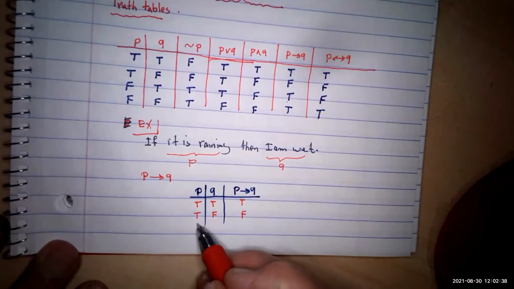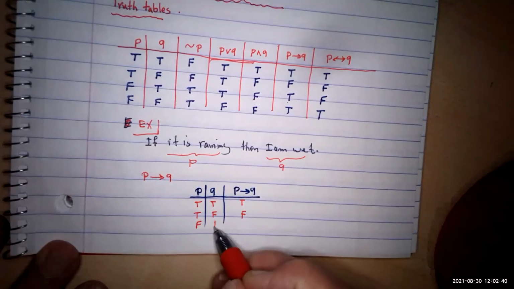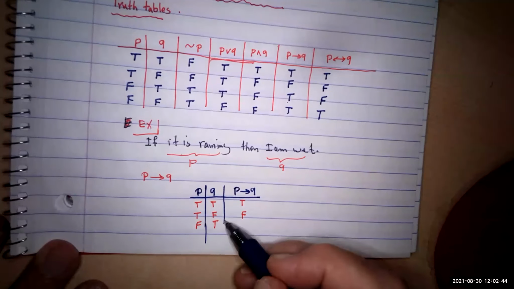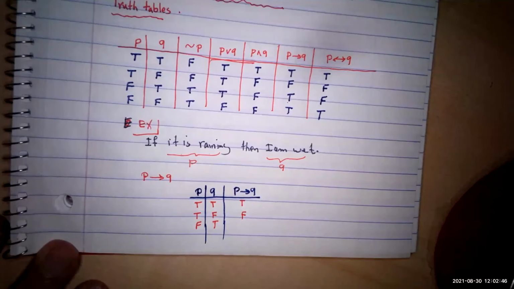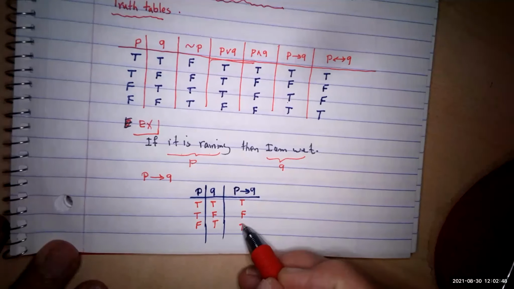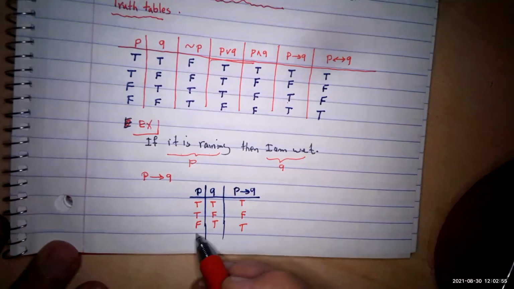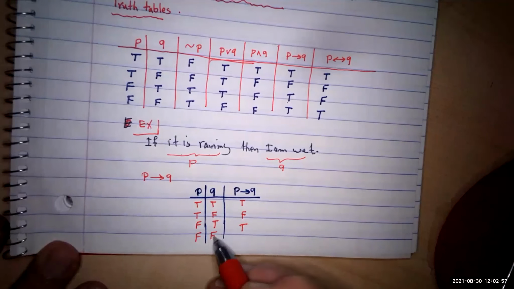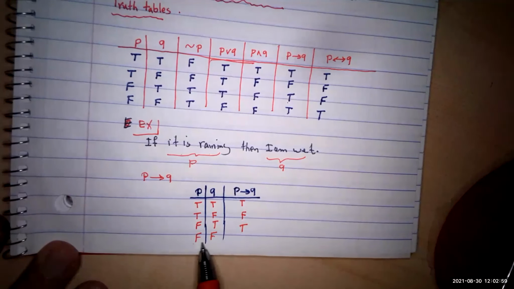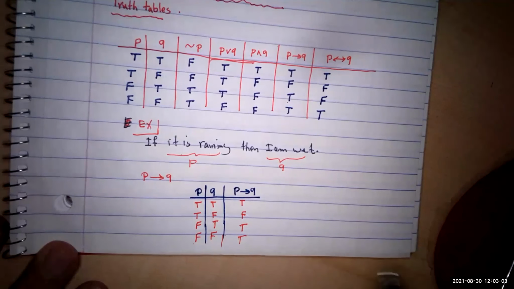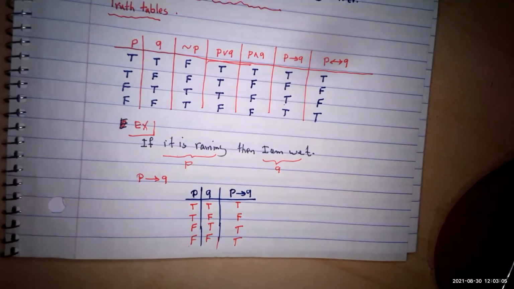The second row is false, true. Since you start with a false statement, the result is always true, because P didn't happen, so we can go and watch a movie. The last row is false, false. Again, you start with a false P, so this result is going to be true. This is the truth table of this statement.